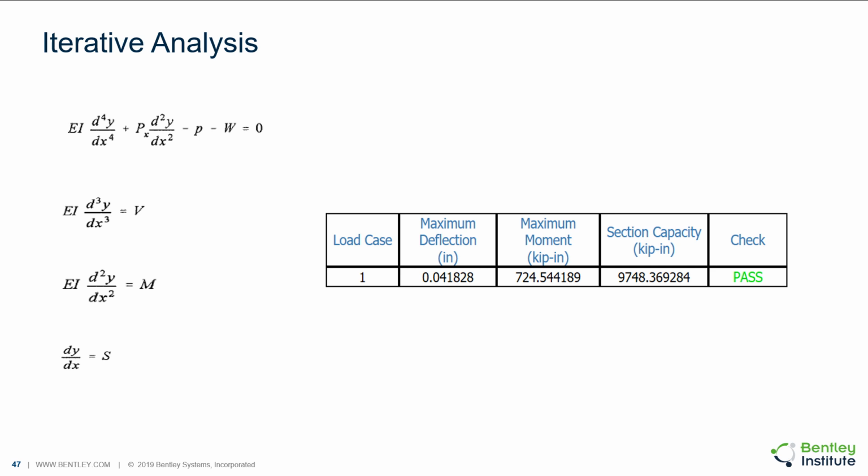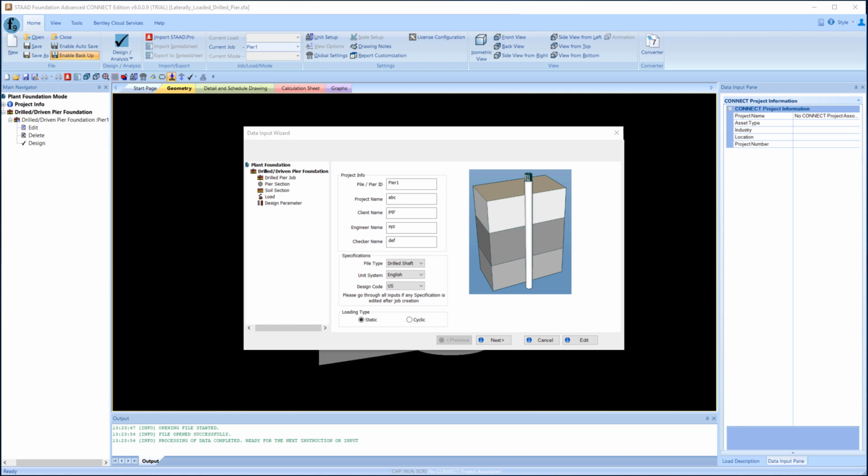The actual moments are then compared against the bending capacity to check if the pile section is adequate or not. The tip resistance and skin resistance of the pile are also calculated and summed up to obtain the unfactored and factored axial capacity of the piles. Now let's take a quick look at the way one can set up the lateral analysis for drilled pier.